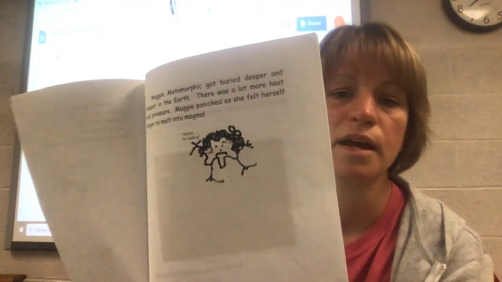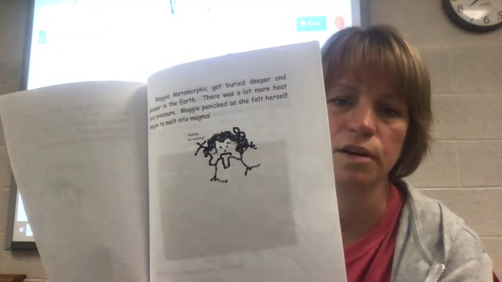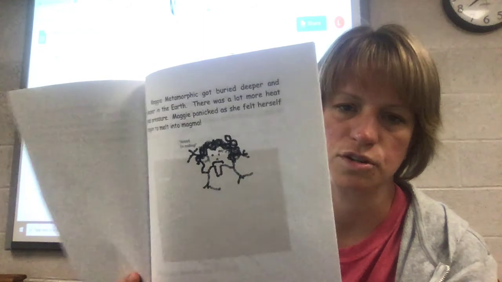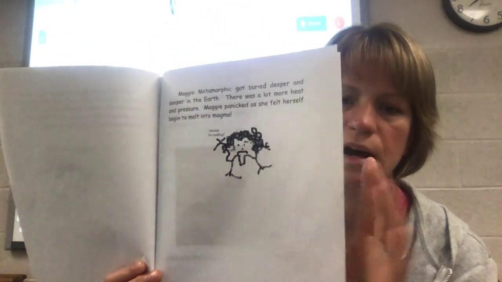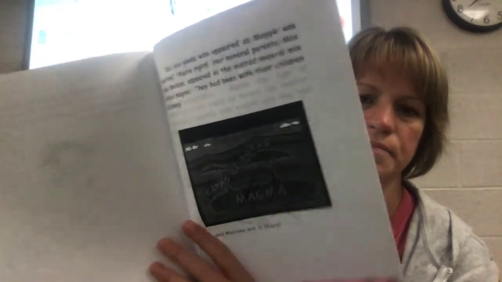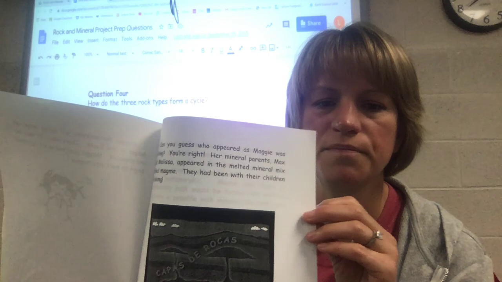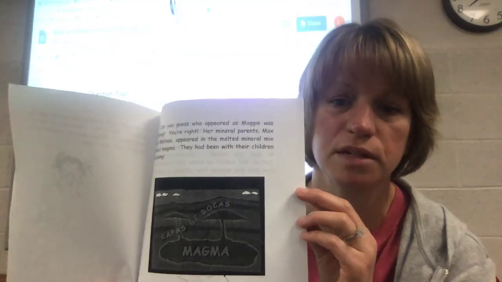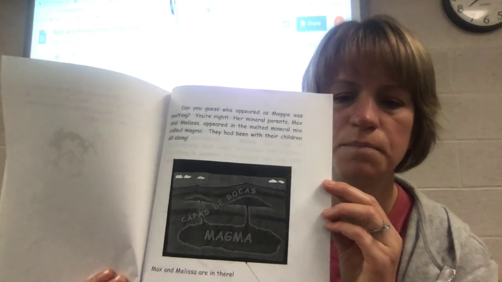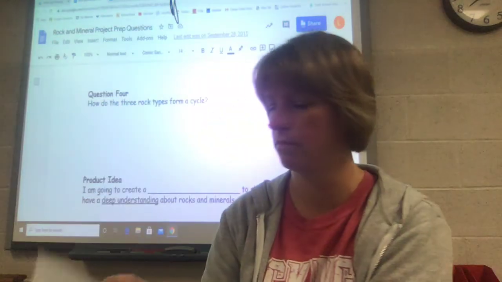Maggie Metamorphic got buried deeper and deeper in the earth. There was a lot more heat and pressure. Maggie panicked as she felt herself begin to melt into magma. "I'm melting," she says. Can you guess who appeared as Maggie was melting? You're right. Her mineral parents, Max and Melissa, appeared in the melted mineral mix called magma. They had been with their children all along.